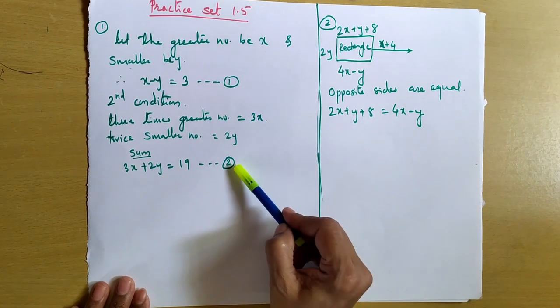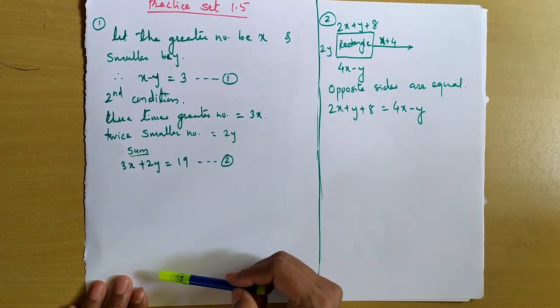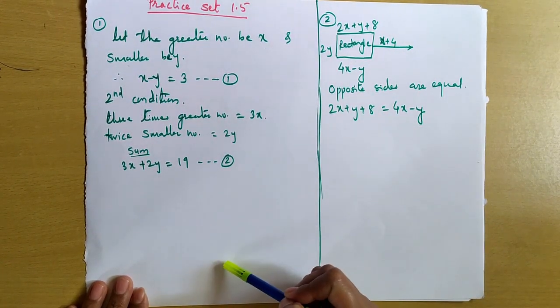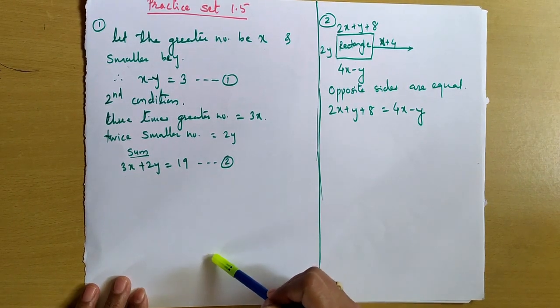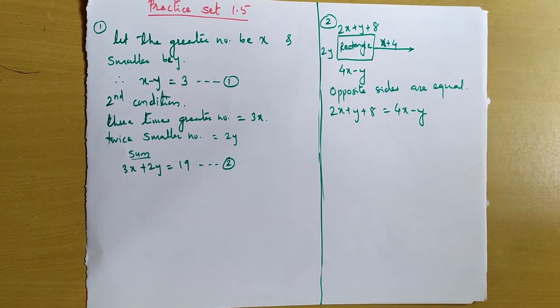Now these two equations you can solve simultaneously to get the separate values of x and y. This you can do, how to solve the equations simultaneously. Okay. Now, second example. Let us see what is the second example.